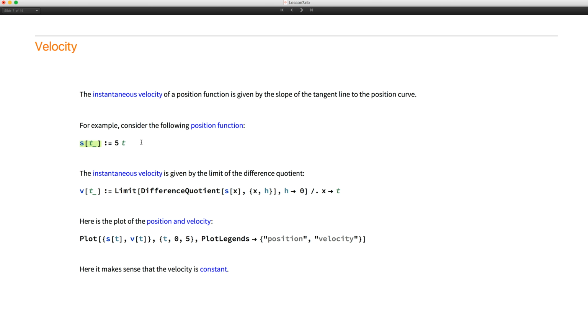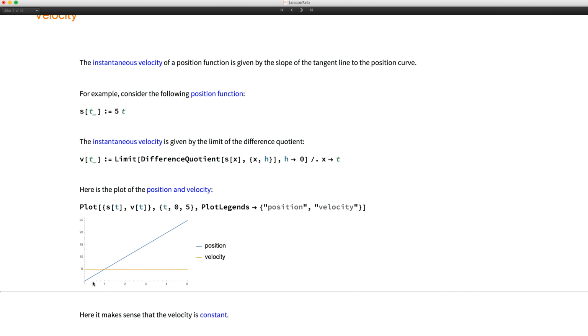So for example, suppose that the position is this very simple function, s of t equal to 5 times t. You work out the velocity by doing the difference quotient calculation we did early on, and then you find out that in fact the position is in this case a linear function while the velocity is constant, which of course you could have guessed from earlier work in your class on physics or other subjects. So this is the notion of velocity as the derivative of position.